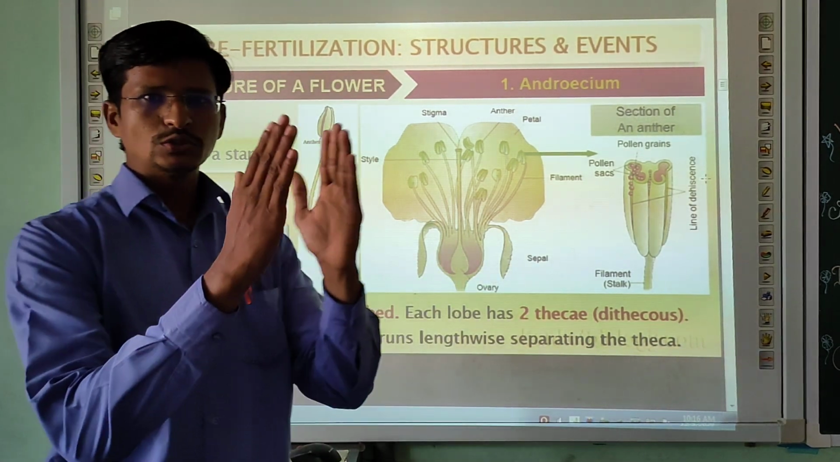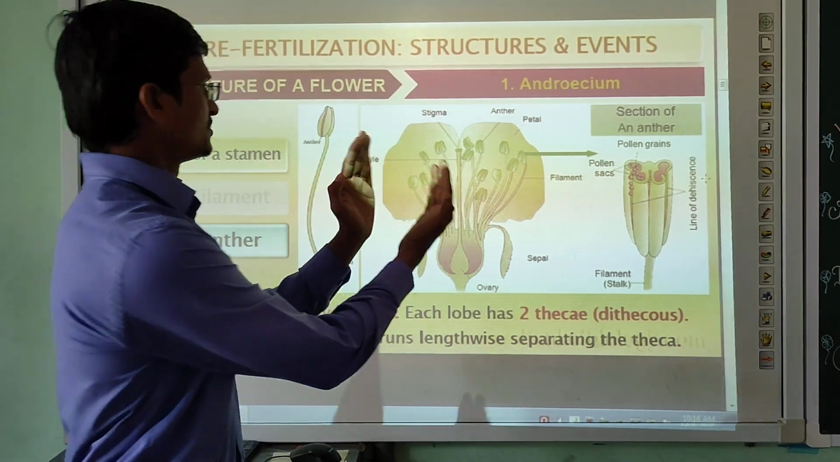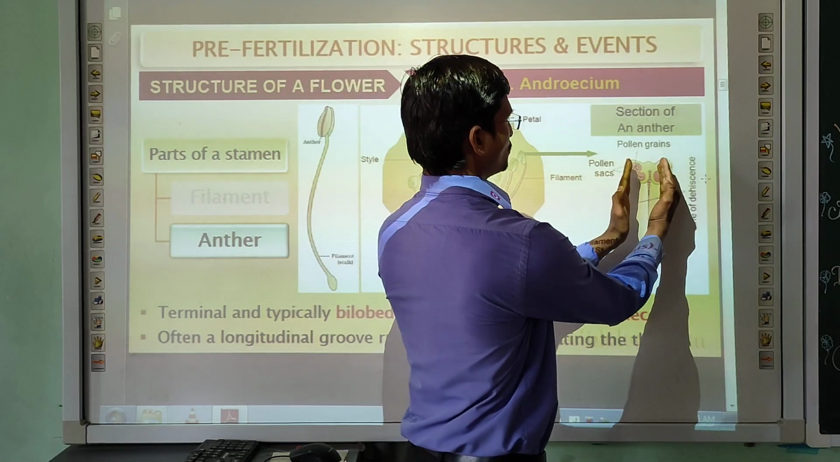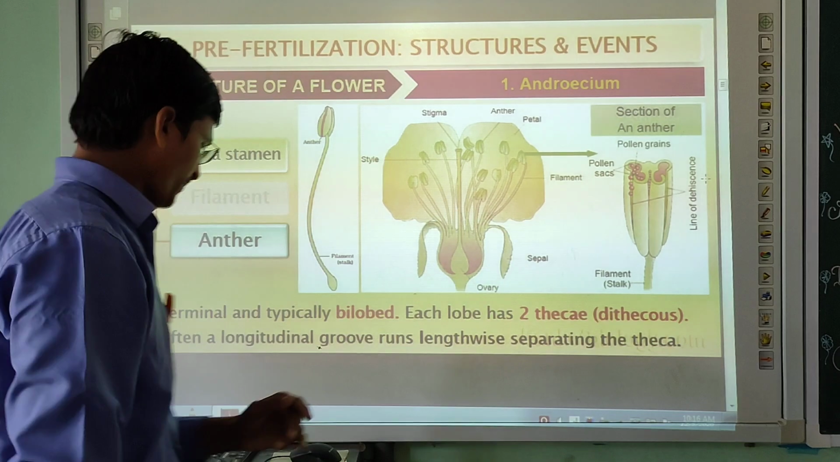So it divides into two parts. One part here. Suppose you take this example of two. So it divides into one part and the second part, so it makes two thecae.